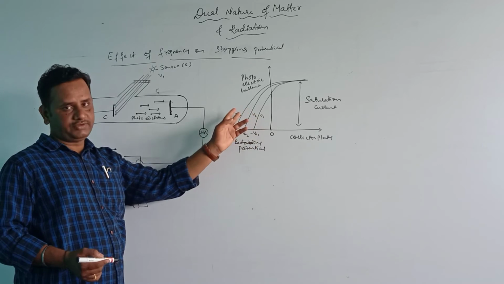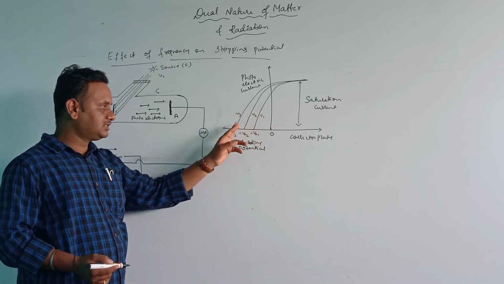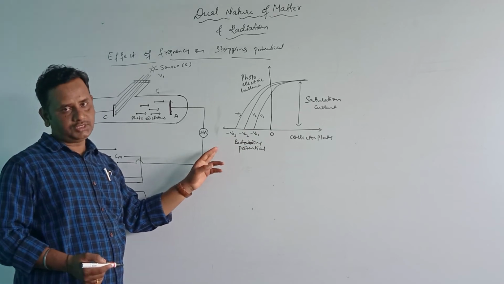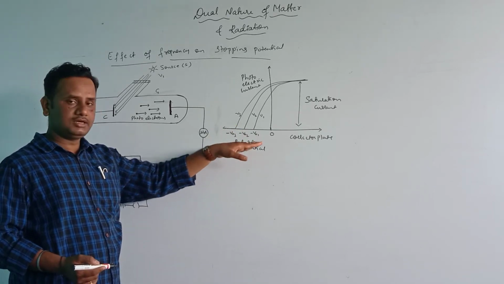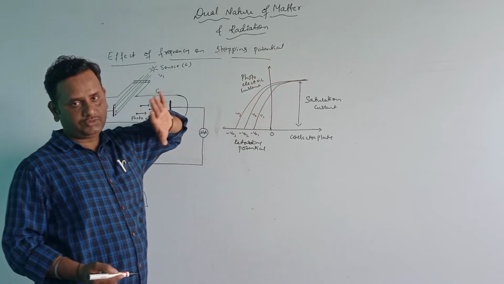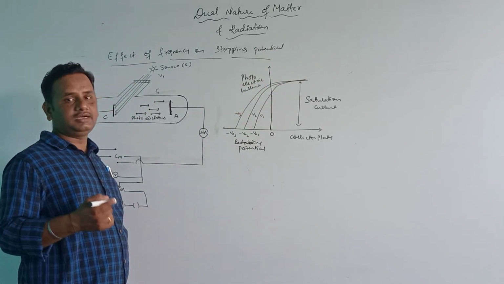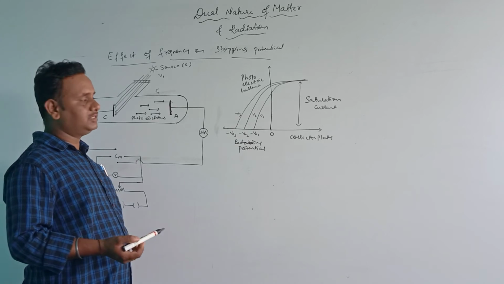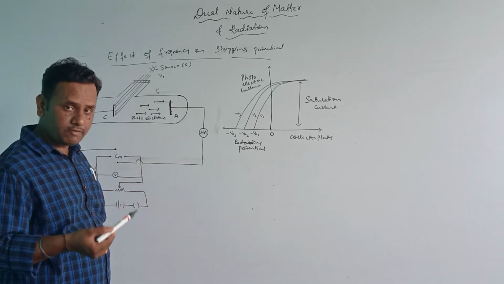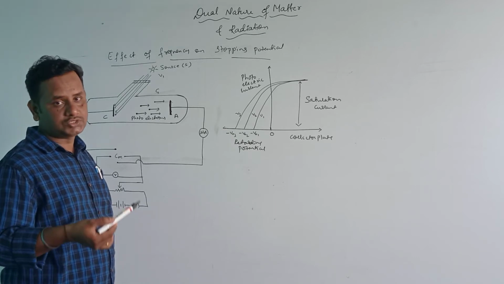We are changing the frequency here. For three different frequencies we have different stopping potentials. अलग अलग frequencies के लिए अलग अलग stopping potential होगा, और यहाँ पे saturation current independent. Greater the frequency, greater will be the maximum kinetic energy of the photoelectrons, and greater will be the stopping potential to stop them.